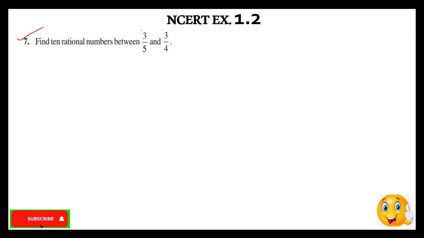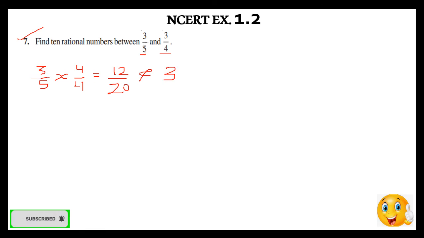So here we have different denominators. So for the equivalent of 3 upon 5, as we see that 5 and 4 have the LCM 20, we can find the equivalent of 3 upon 5 by multiplying it with 4. So it will be 12 upon 20, and then we multiply 3 upon 4 with 5 by 5. So we have 15 upon 20.